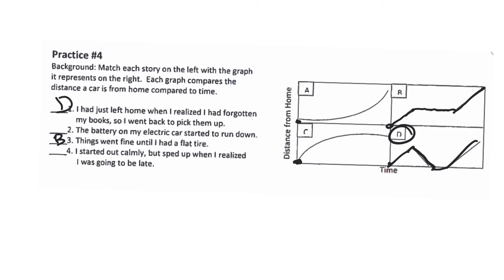I started out calmly but sped up when I realized I was going to be late. So started out calmly, zoom, sped up, because you're going faster, going up. So that is going to be A, and then, yes, that makes sense for C. The car was going just fine, and then it started to run down, so you're going to slowly stop, so that would be C.